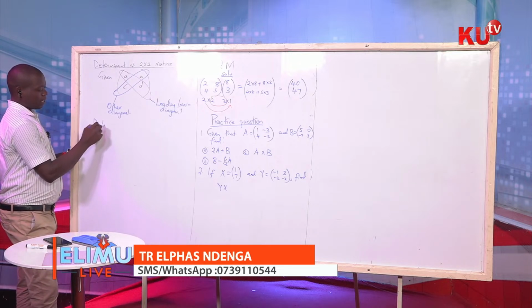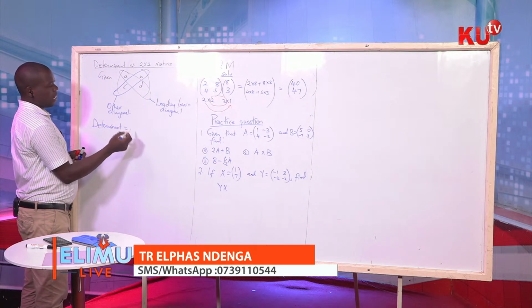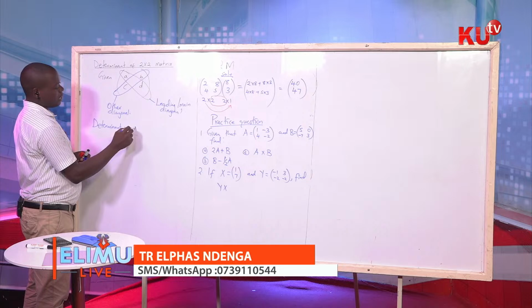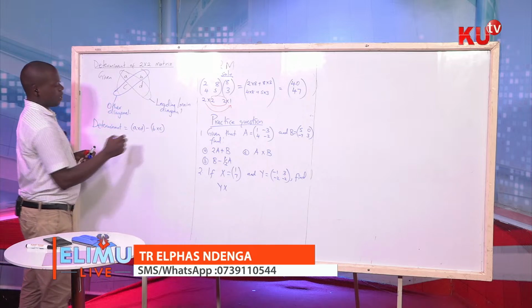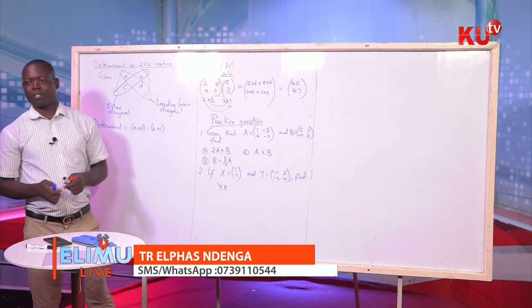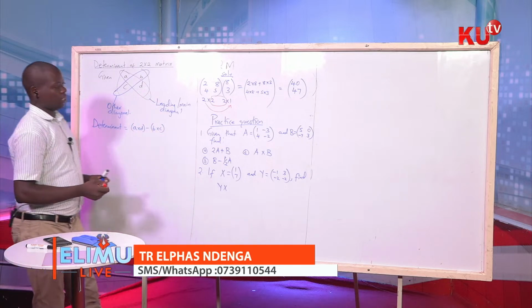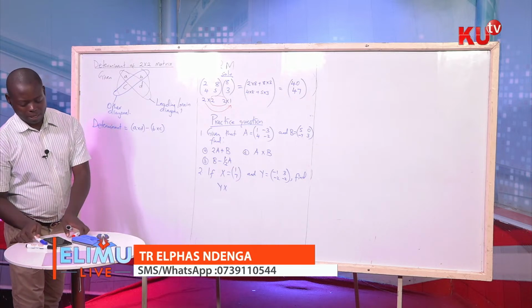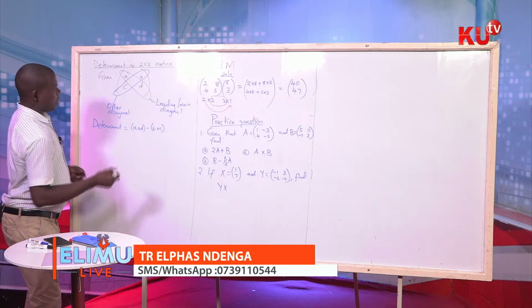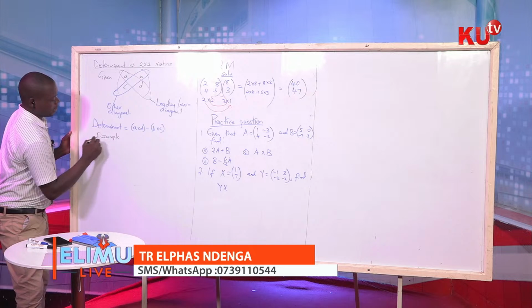Determinant of any matrix that is 2 by 2: take the product of elements in the leading diagonal. You subtract the product of elements in the other diagonal. That is what we call the determinant. So we can take one example on how to get the determinant.